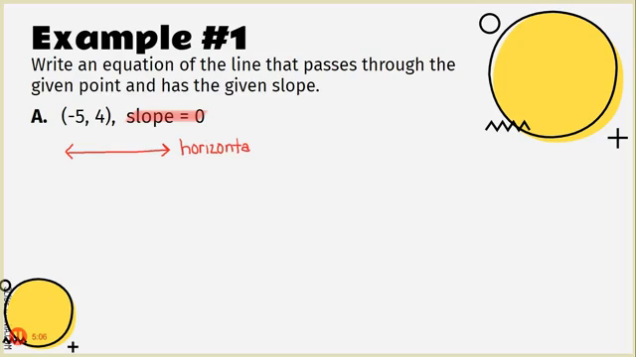And if it has a slope of 0, that means I can write this in slope-intercept form, which means it is going to be y equals. So if I have a slope of 0, I know my equation is always going to be y equals the y value of my ordered pair. So my y value in my ordered pair happens to be 4. So my equation would be y equals 4.